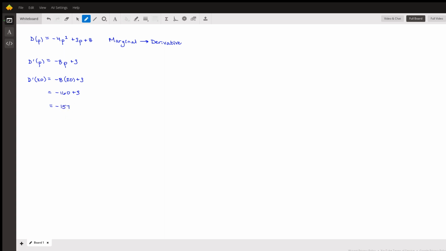Now, something important to recognize is that the derivative we found turned out to be negative. So anytime we have a negative derivative, that means that it is decreasing, right? So when the derivative is negative, it is decreasing.